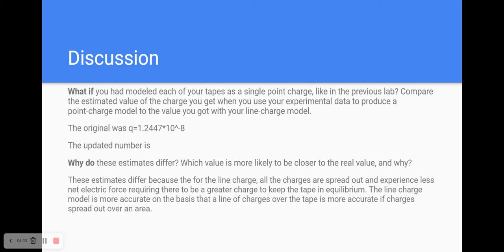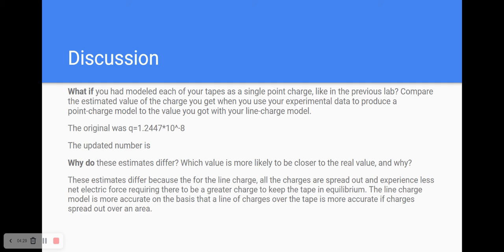They differ because for the line charge, all of the charges are spread out and experience less net electric force, requiring there to be a lesser charge to keep the tape in equilibrium as compared to the point charge. So the line charge has a smaller value due to there being more distance, as well as cosine and sine values being established for the line charges.